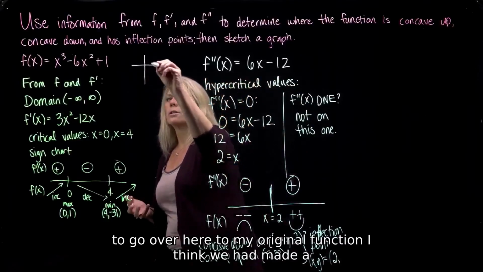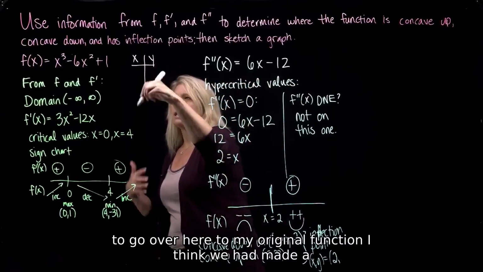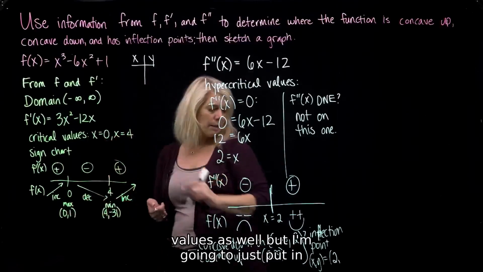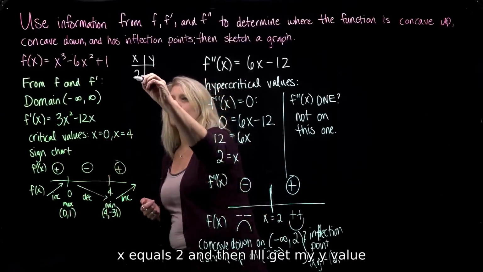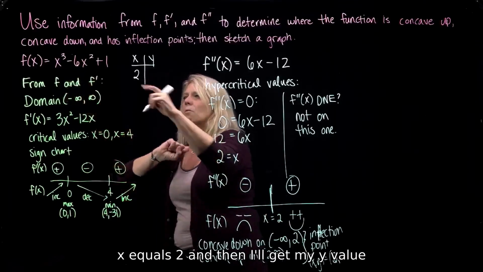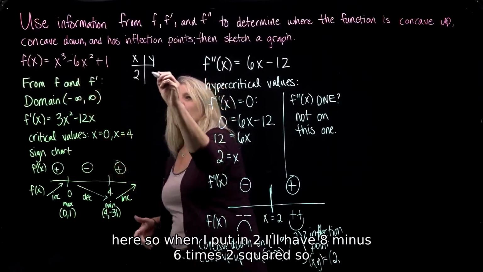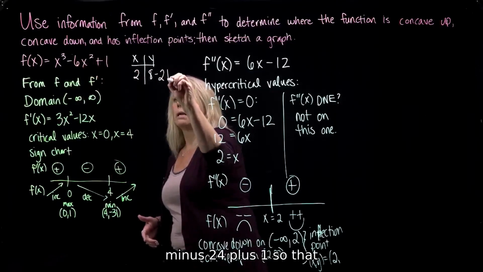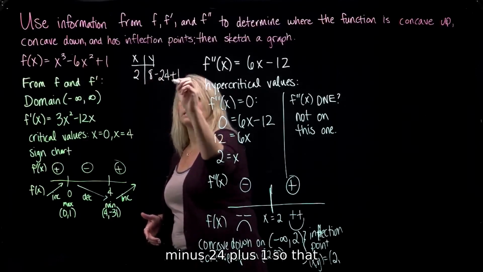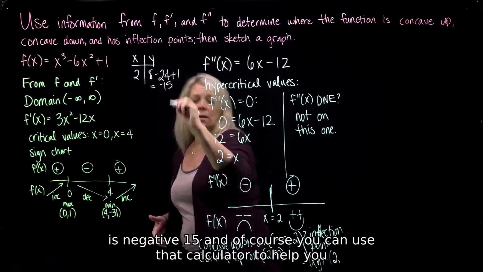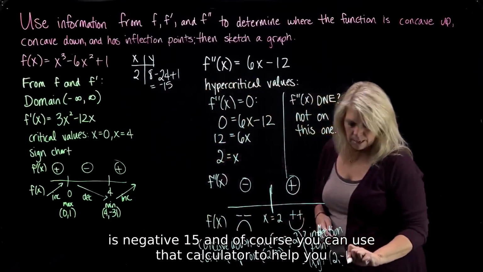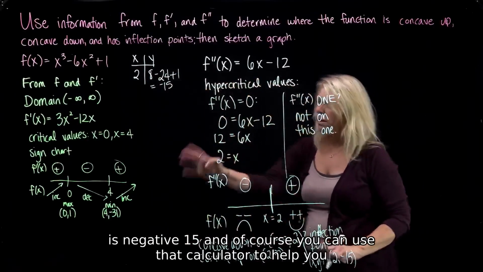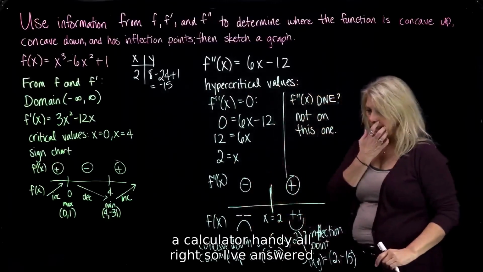So I'm just going to go over here to my original function. I think we had made a chart for some of these values as well, but I'm going to just put in x equals 2, and then I'll get my y value here. So when I put in 2, I'll have 8 minus 6 times 2 squared, so minus 24 plus 1, so that is negative 15. And of course, you can use a calculator to help you with that if you have a calculator handy.